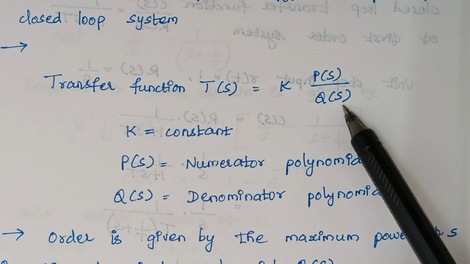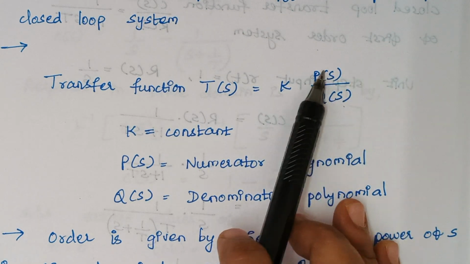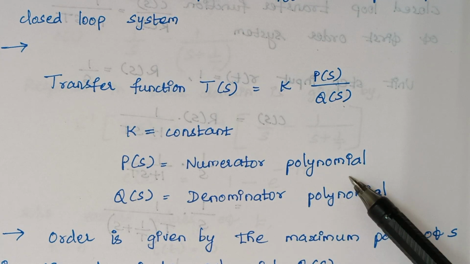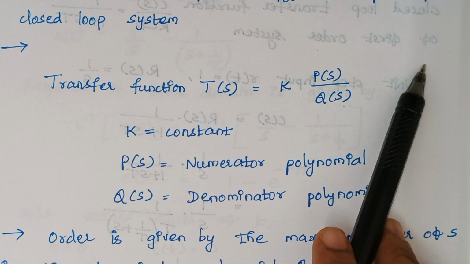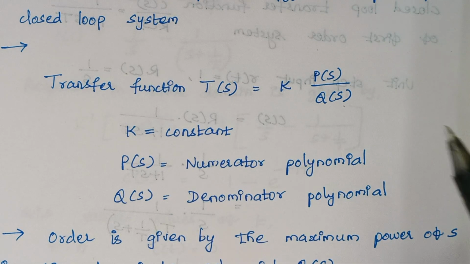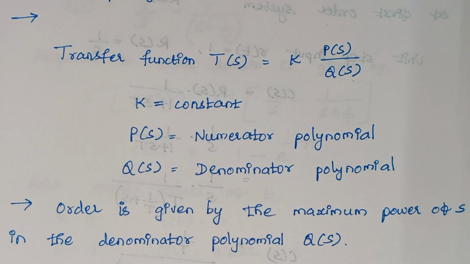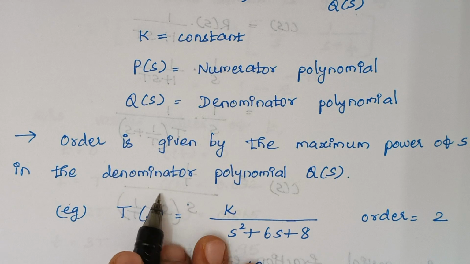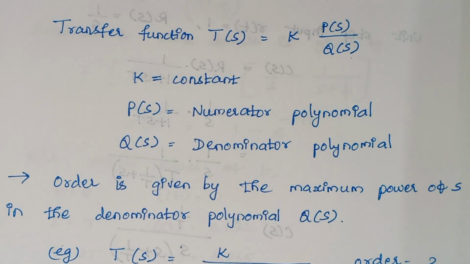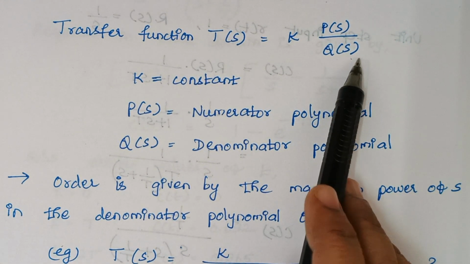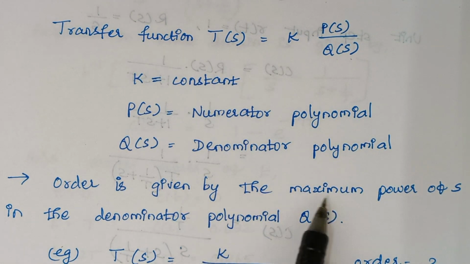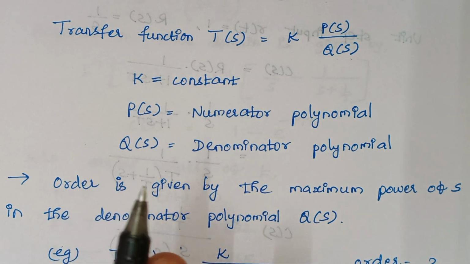We can have expressions in terms of quadratic, cubic or whatever, so we are representing them as polynomials. We can have a quadratic or cubic equation in both the numerator and the denominator. And the next one is what is meant by order. Order is nothing but the maximum power of s in the denominator polynomial. Here Q(s) is the denominator polynomial.